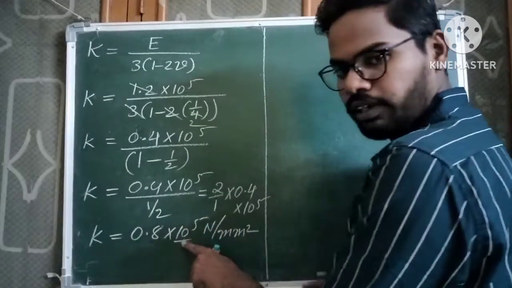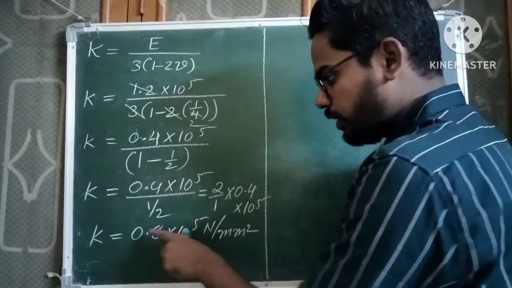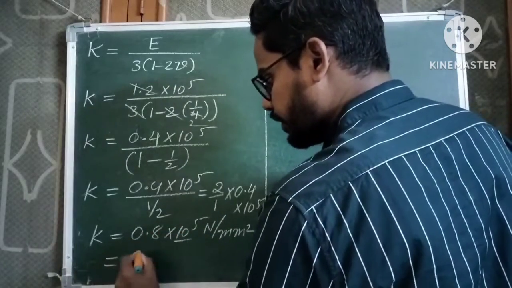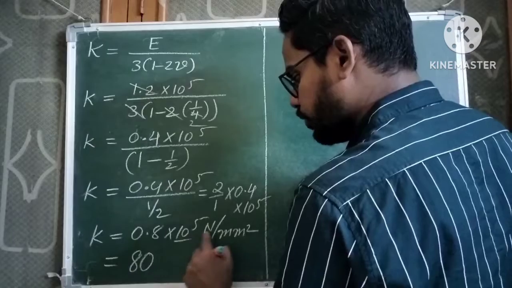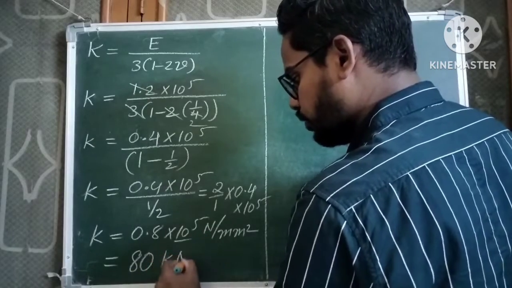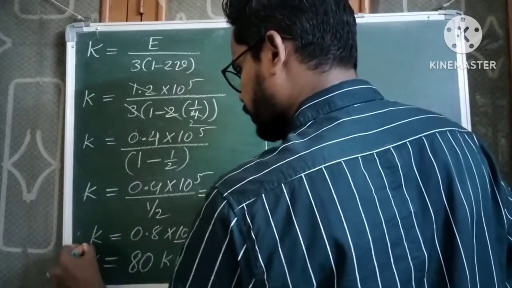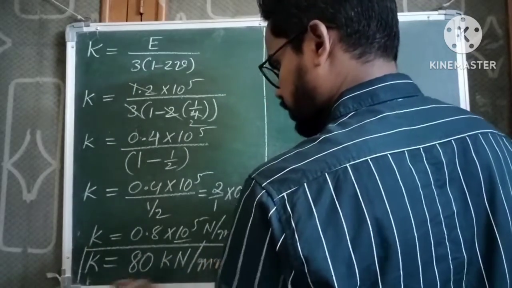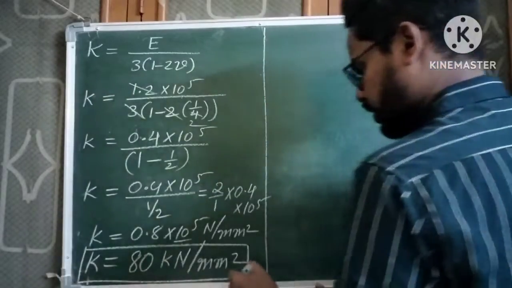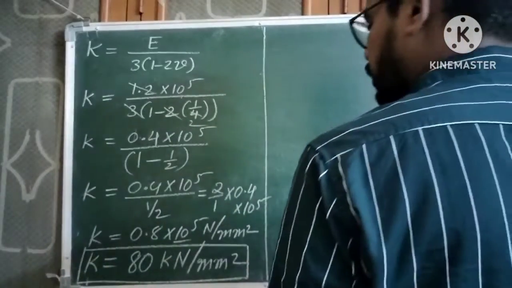Again 10 power 5 can be written as 10 square into 10 cube. 10 square into 0.8 is 80, and 10 cube Newton is kilonewton per mm square. Therefore bulk modulus of the given material is 80 kilonewton per mm square.